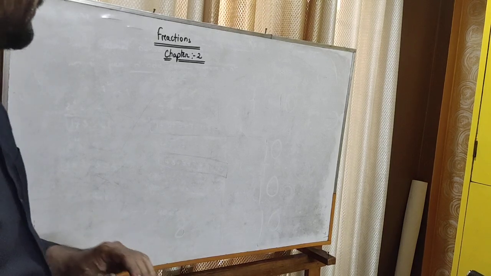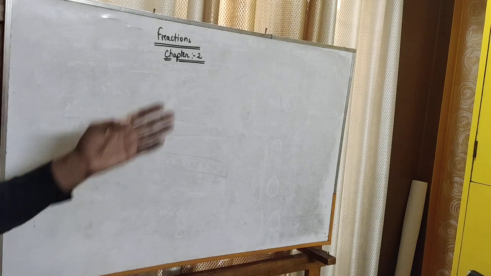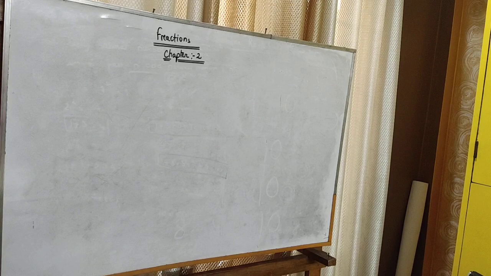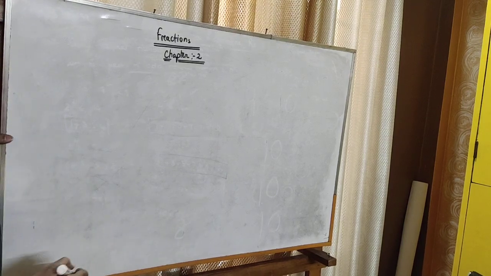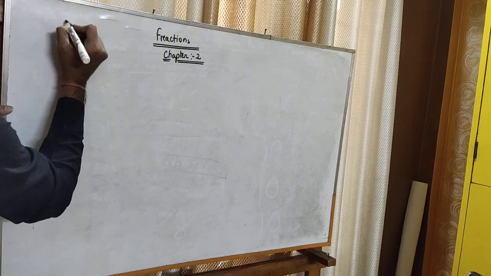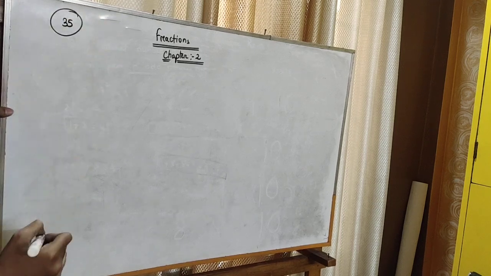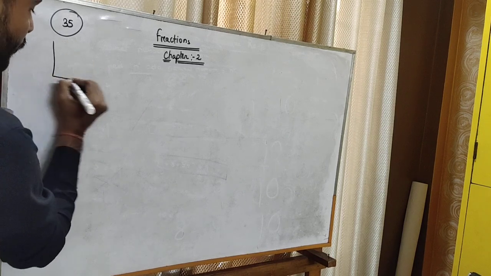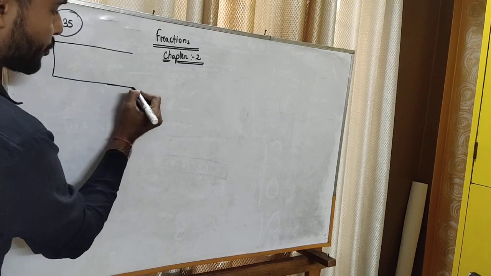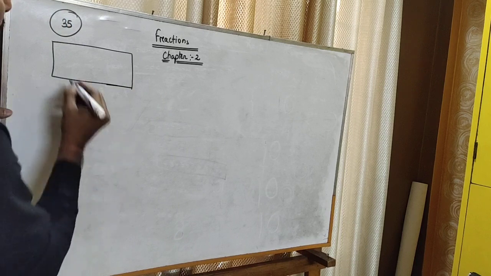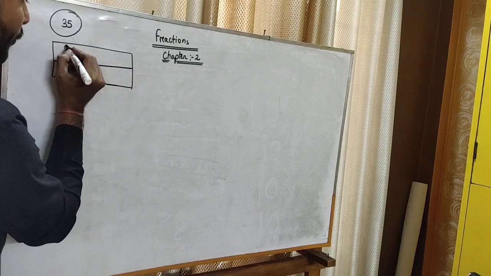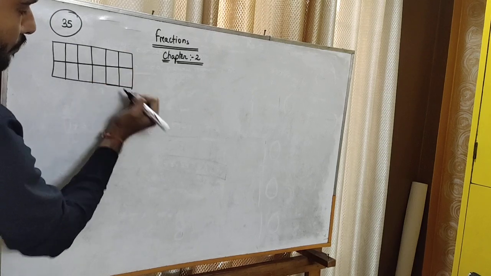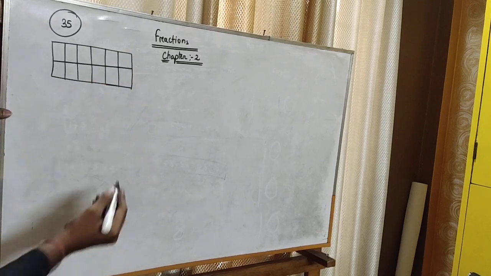So good morning everyone. In this video we are going to start chapter number 2 of class 7. The name of the chapter is Fractions. To explain the concept of fraction, suppose there are 35 students in our class 7. I bought a big chocolate and wanted to share it with you all. So I divided my chocolate into some parts. Suppose these are the parts of the chocolate which I have made.